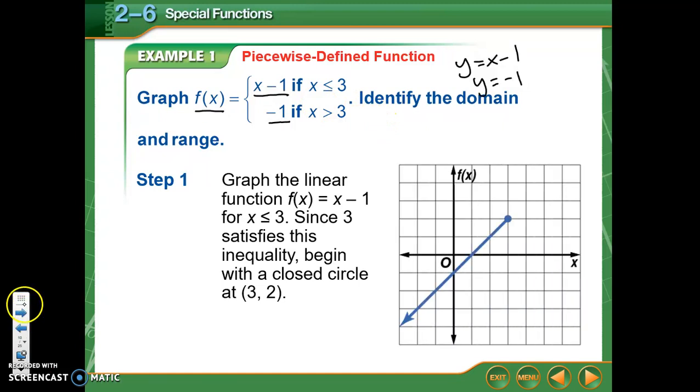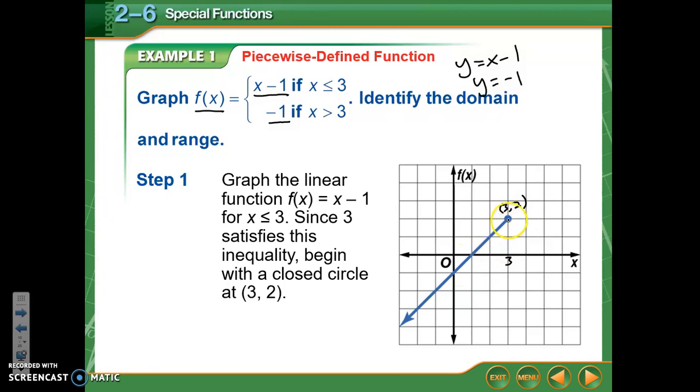Okay, so what we're going to do is start by graphing this first piece. We're going to start at 3, right? So at the point 3, x minus 1, if I plug in 3, 3 minus 1 is 2. So the point (3, 2) is on my graph, and it's a closed circle because of this equal to symbol. Now, this is only defined for values less than or equal to 3. So to the right of 3 over here, this function does not exist. It only exists to the left.